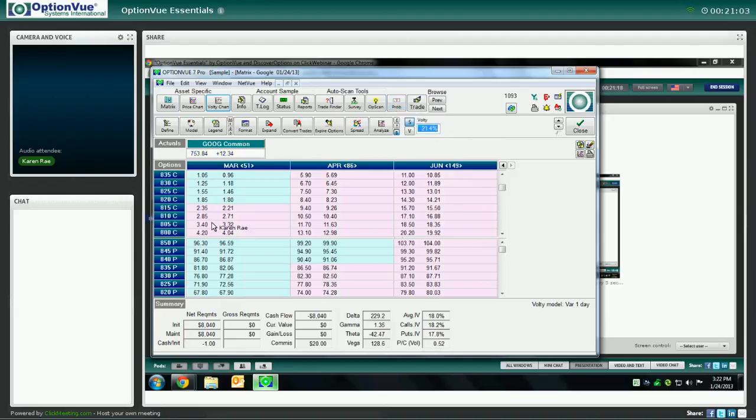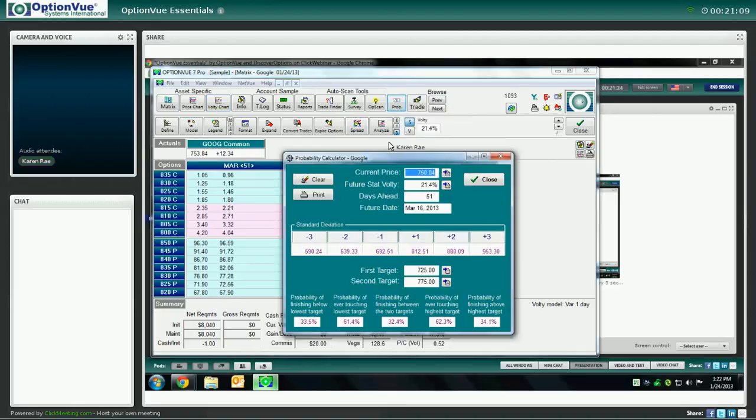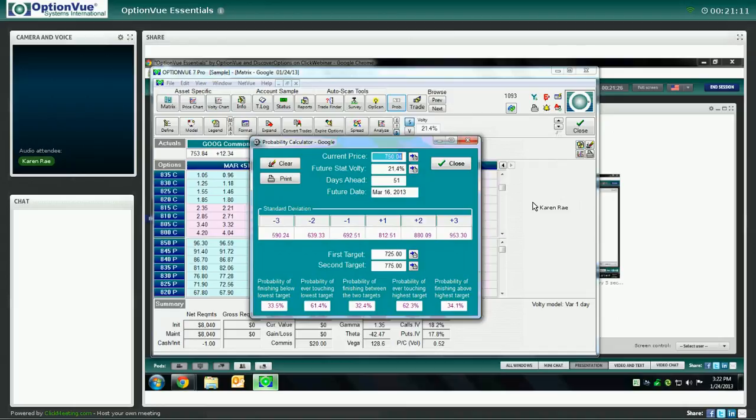After we open a matrix on any particular asset, we can look at a probability calculator to see what the probability is of the stock staying in certain price point areas. And for the current price, I can click and get the current price updated. The closing price is $753.84. Remember, I just discussed how we got 21.4 statistical volatility.